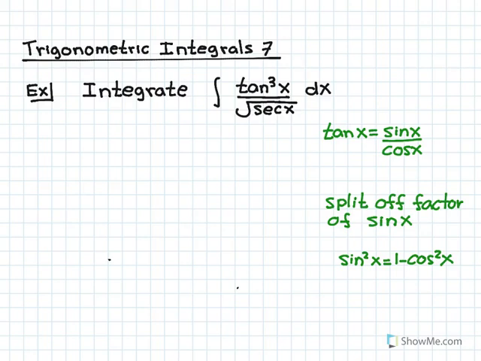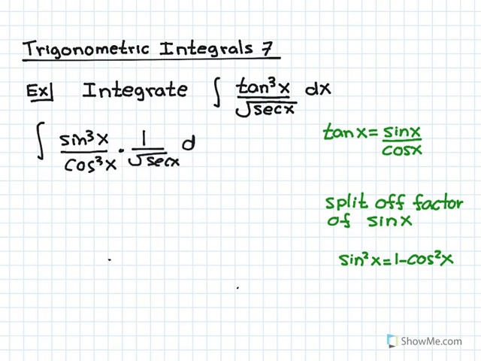In this video, we're going to look at some more difficult examples of trig integrals. Here we have the integral of tan cubed x divided by root secant x dx. Let's rewrite tan cubed x as sine cubed over cos cubed, because tan x is sine x over cos x. So we have sine cubed x divided by cos cubed x times 1 over root secant x dx.